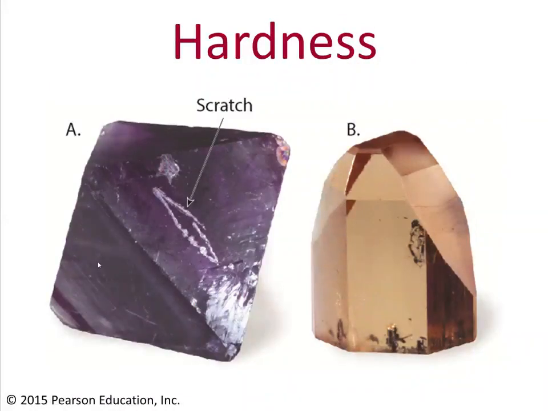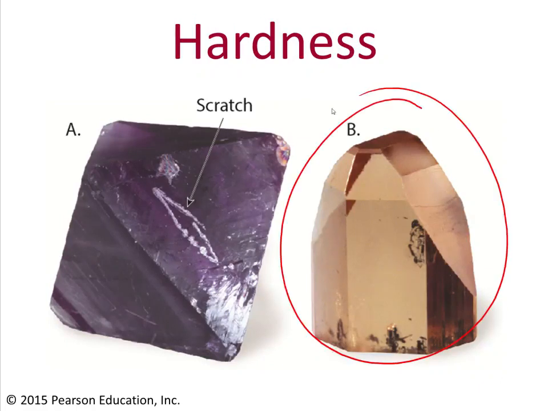So here's an example where we've got two minerals and we've tried to figure out which one is harder. Basically all you have to do is grind them against one another, and whichever one succeeds in scratching its neighbor is the harder of the two. So in this case, sample B would be harder because it scratched sample A.